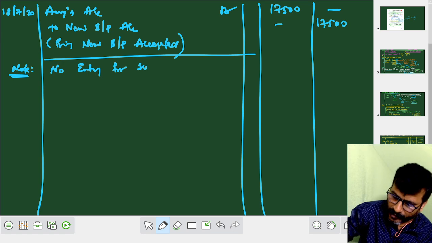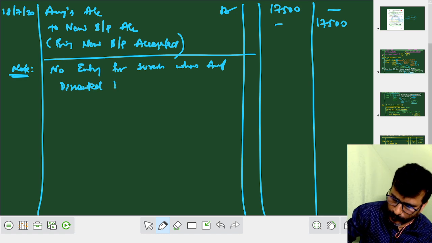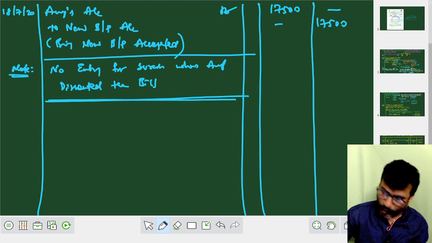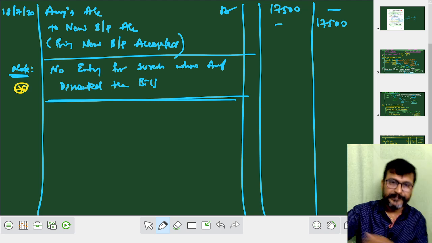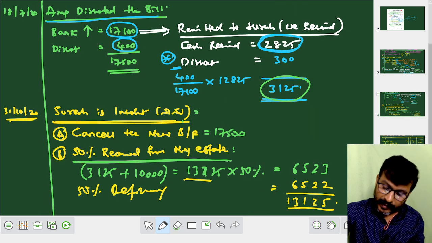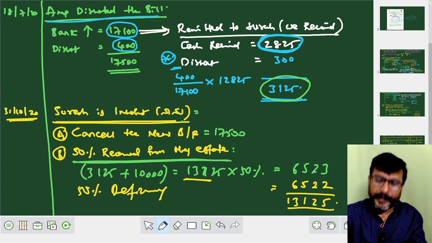No entry for Suresh when Anup discounted the bill. Please remember, this is another important key point. Okay, बाद में क्या हुआ देखिए ना. After discounting, what did Anup do?